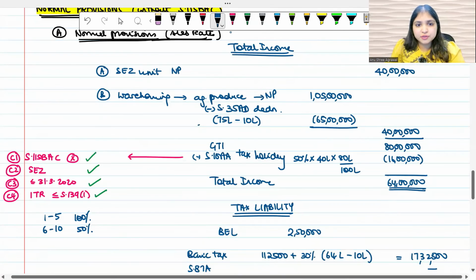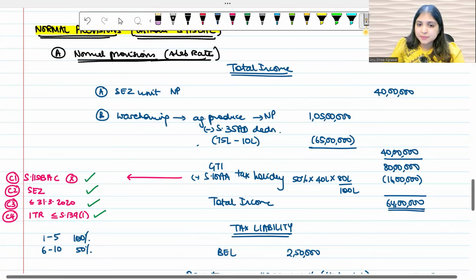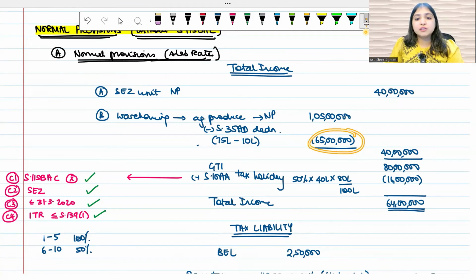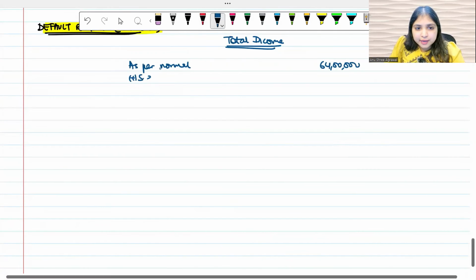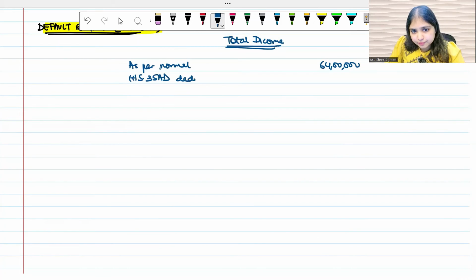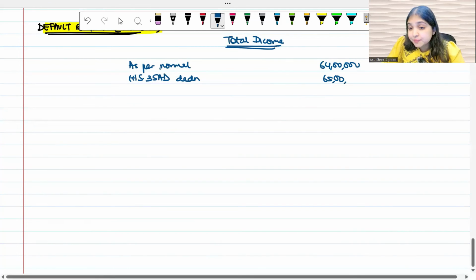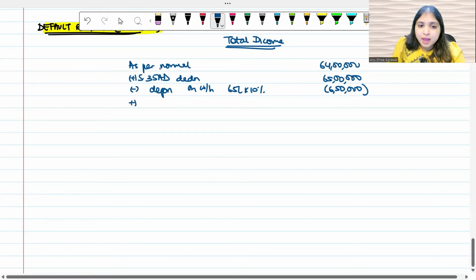What are the alterations? See, first of all, if my assessee is following 115BAC, will my assessee be able to enjoy 35AD deduction? No. And will my assessee get 10AA tax holiday? No. So even 35AD deduction I will reverse, even 10AA tax holiday I will reverse. So we will reverse 35AD deduction of 65 lakhs. But on the 35AD asset, what will we claim? We can claim depreciation, because I'm not claiming 35AD. So give me depreciation on the warehouse building. So 65 lakh into 10%, 6,50,000 I will enjoy as depreciation. And I'll also reverse the 10AA tax holiday of 16 lakhs.